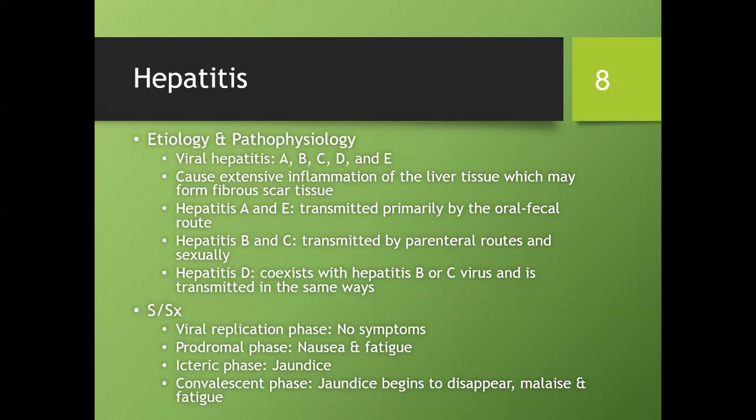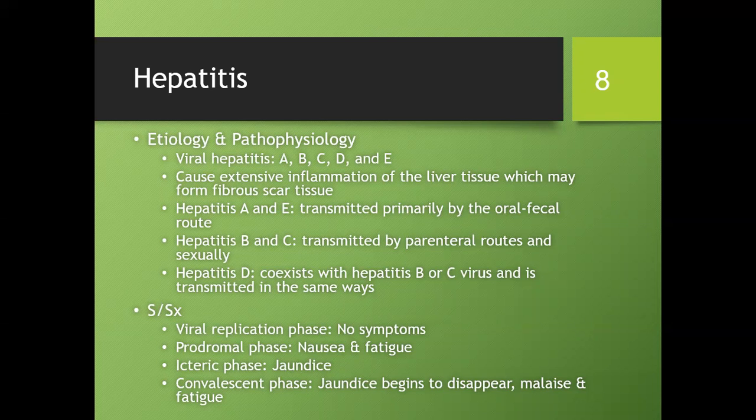Viral replication phase, okay? No symptoms when you're getting the virus. During the prodromal phase or pre-icteric phase, you may have nausea, fatigue, and flu-like symptoms. During the icteric phase, patients will have jaundice. Their bilirubin will rise to double the normal level of bilirubin in the blood. And when it is double normal, approximately 36 or so, they'll start to develop that jaundice.